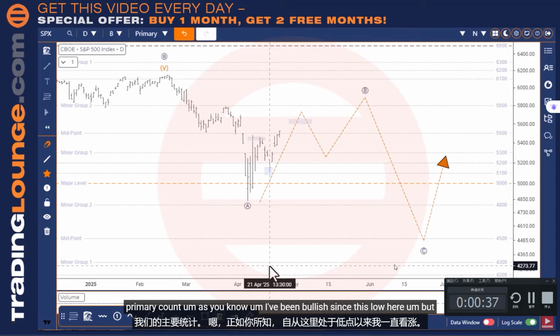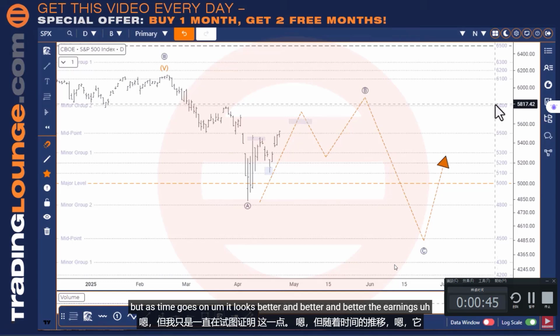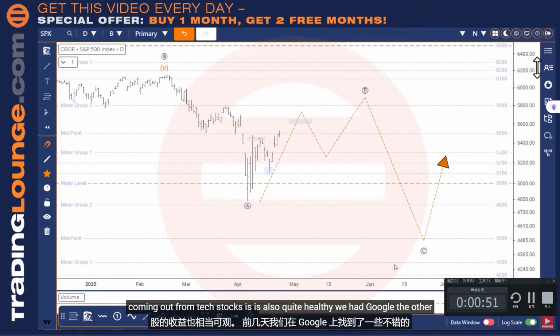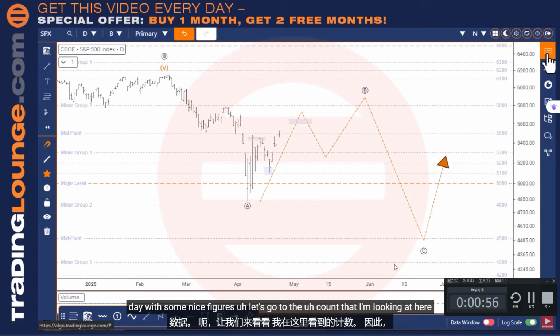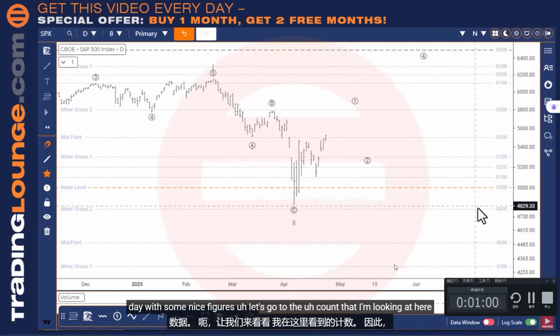As you know, I've been bullish since this low here, but I've just been trying to justify it. But as time goes on, it looks better and better and better. The earnings coming out from tech stocks are also quite healthy. We had Google the other day with some nice figures. Let's go to the count that I'm looking at here.